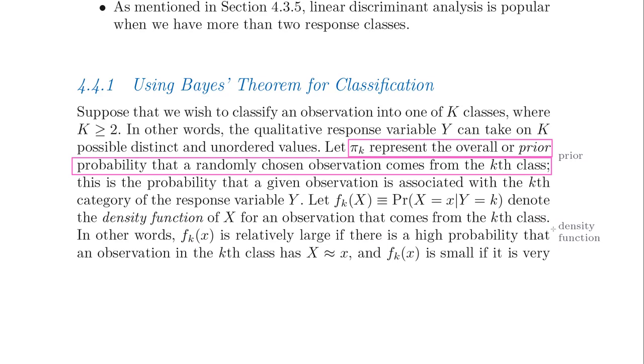Pi k represents the overall or prior probability that a randomly chosen observation comes from the kth class. I haven't quite understood this yet, but let's see. This is the probability that a given observation is associated. So for example, if an observation, a patient at the emergency room, is associated with the kth category of the response variable.